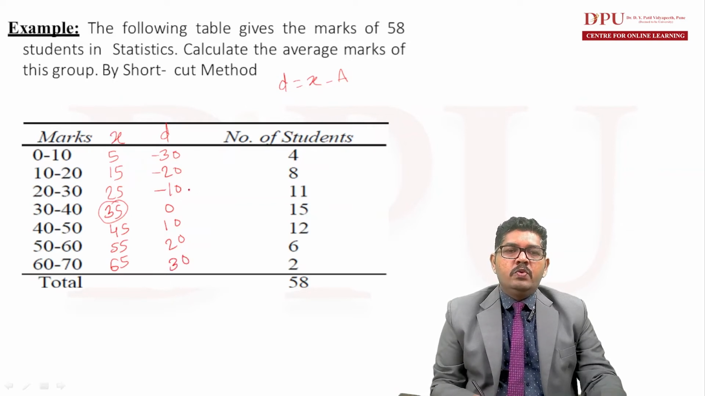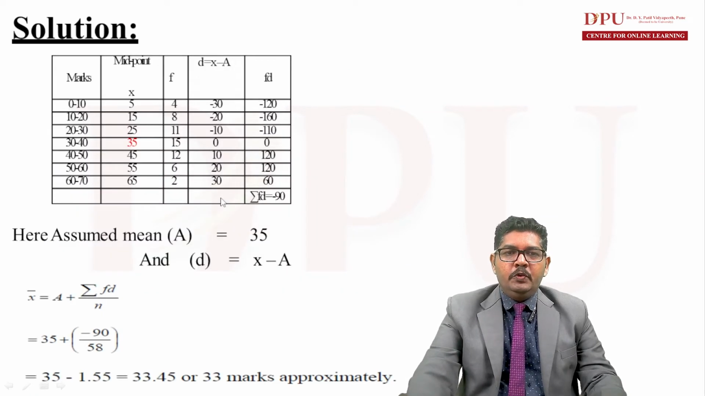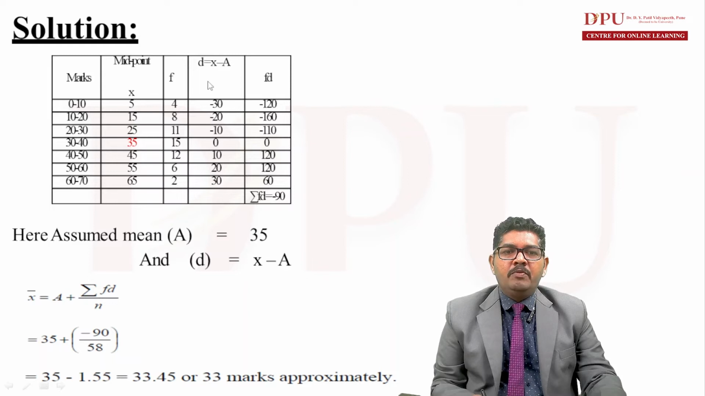Alright. So this is how we do it. The calculations are shown here also. We have marks 0 to 10, these are the classes. We calculate midpoints, and 35 is the assumed mean. Frequencies are given here, and then we calculate deviations from the assumed mean.